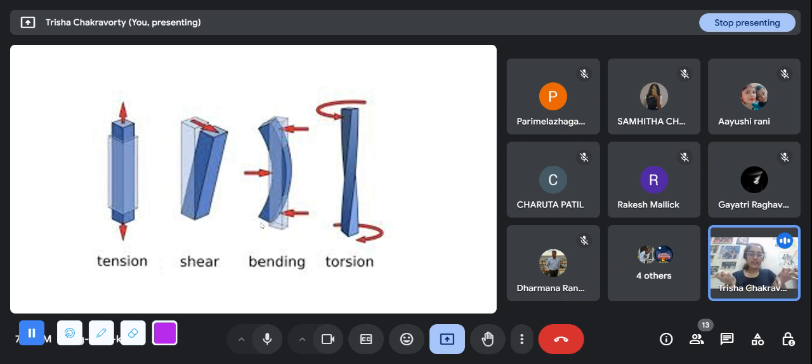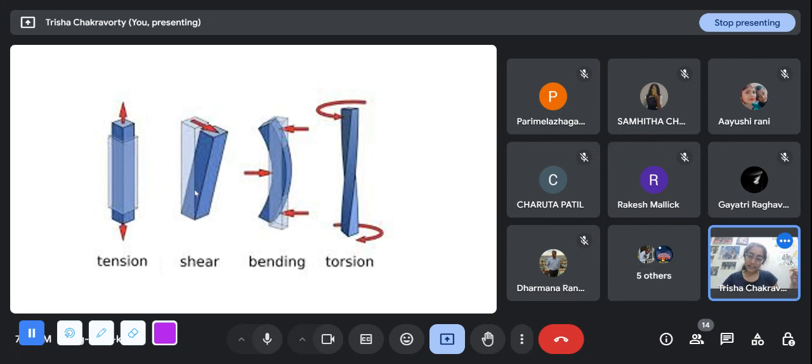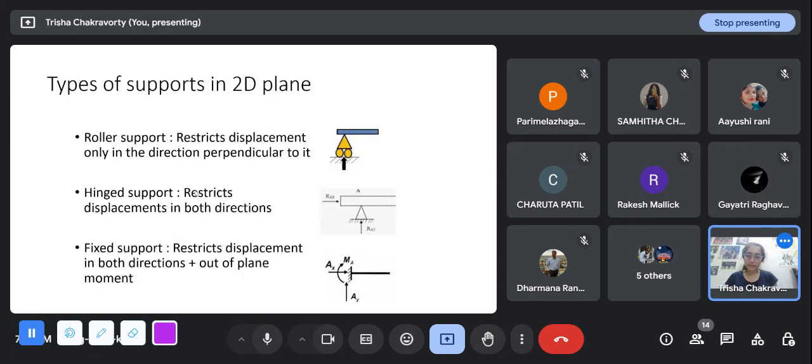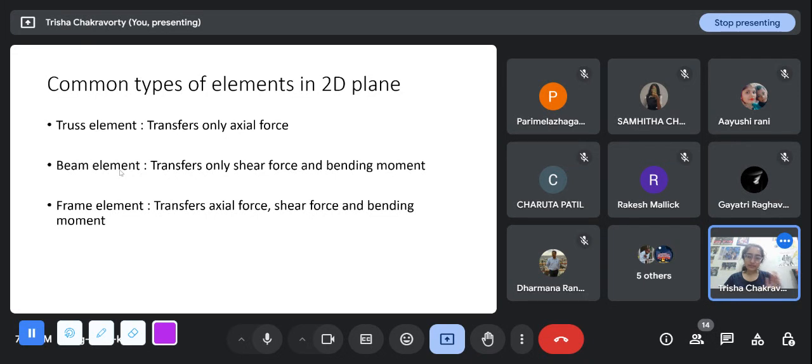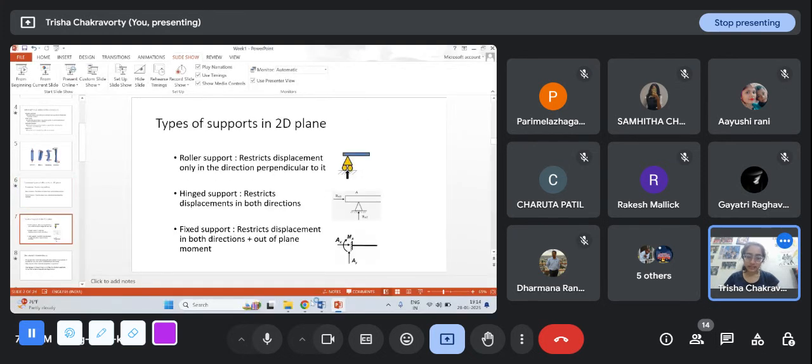And for a beam element, suppose there is one element that is part of a frame which only has loading along the cross section, so we know that only shear force and bending moment will generate in that cross section, so we can treat it as a beam element. And if an axial force comes, we will treat it as a frame element. So they don't look different, it is our treatment depending on the kind of forces that are developing there. We have looked at the types of element, and the next part is the types of support in the 2D plane.